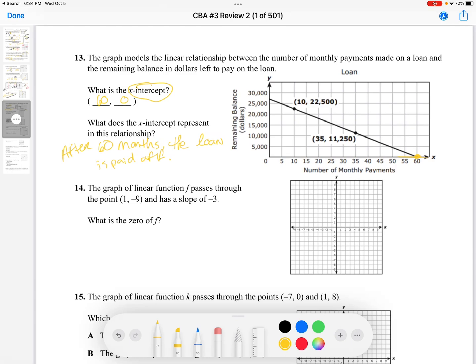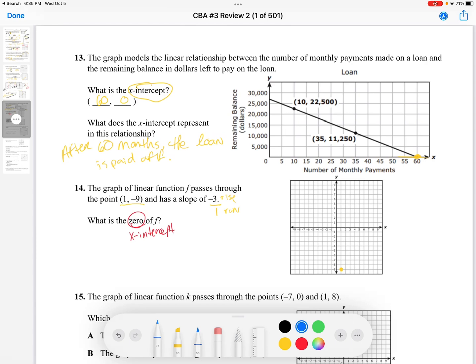Now for 14, it says, what is the zero of F? Zero means X-intercept. My suggestion is to take this point they gave you. So it says the graph of the linear function F passes through the point 1, -9. Now, just because I go straight to the question don't mean we shouldn't read. They give us a point. We're going to put that point on the graph, 1, -9. And then we're going to use the slope, which is -3. So that's our rise over run. And plot the rest of our points.